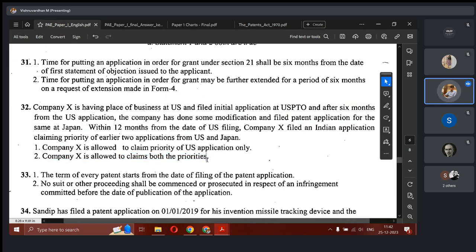So I can tell you for a fact that you can only claim priority of the earliest filed application, which is the US application. Why is this important? Because it will lead to ambiguity.